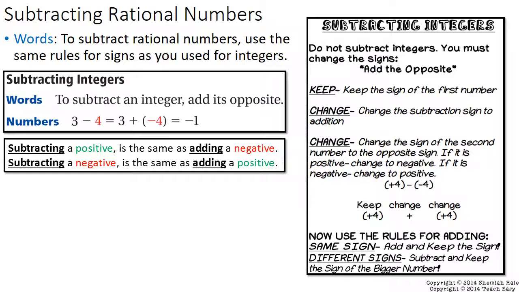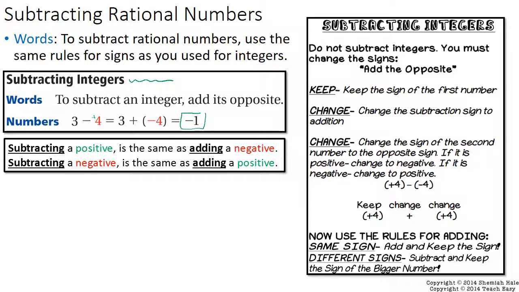Okay, so when we're subtracting rational numbers, in words we can see that they want us to subtract rational numbers using the same rules for signs as we did for integers. The rule is that when we are subtracting integers, we turn it into an addition problem and add the opposite. So if we have 3 minus a positive 4, we can change that into 3 plus a negative 4. Now we can follow those integer rules for adding, and we figure out that our answer is -1.